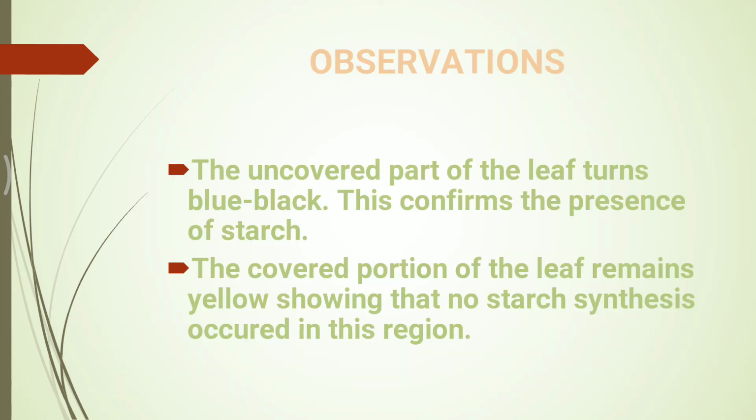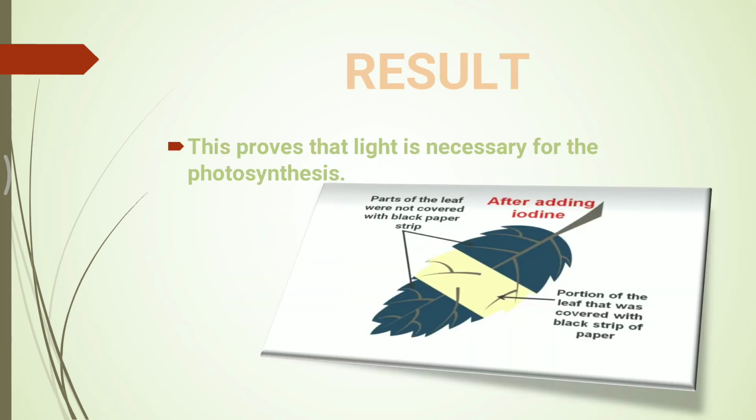The uncovered part of the leaf turns blue-black. This confirms the presence of starch, whereas the covered portion of the leaf remains yellow, showing that no starch synthesis has occurred, because that area was covered with black strip. And henceforth, the kind of strip you will see will be like this. The area which is covered is looking yellow, whereas the area which was doing photosynthesis looks blue-black.